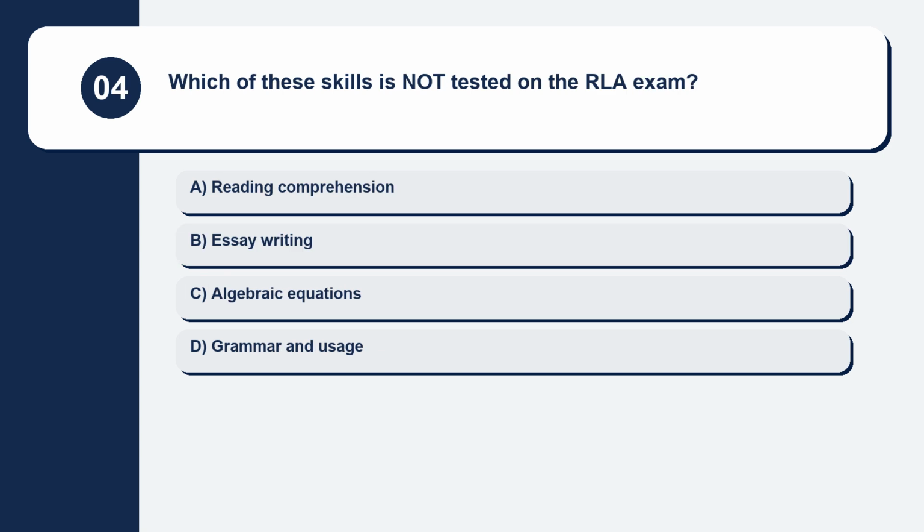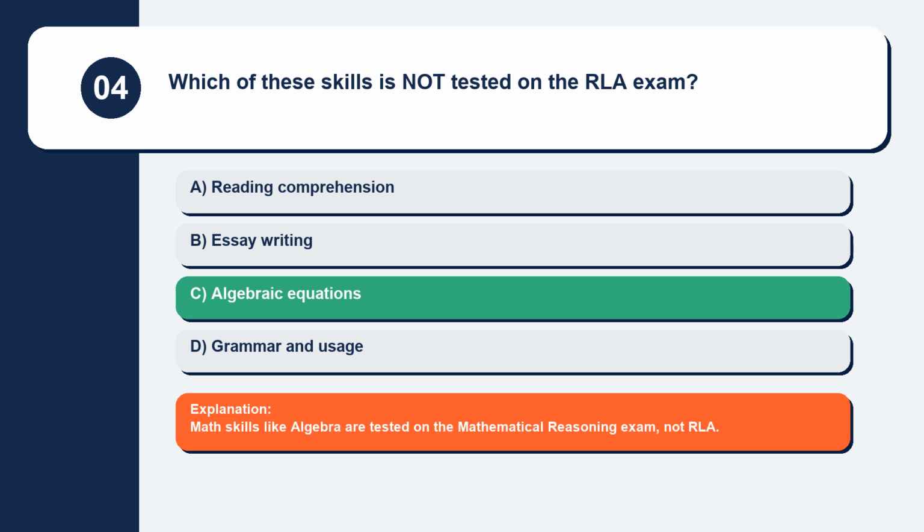Question 4. Which of these skills is not tested on the RLA exam? Reading comprehension. Essay writing. Algebraic equations. Grammar and usage. Math skills like algebra are tested on the mathematical reasoning exam, not RLA.